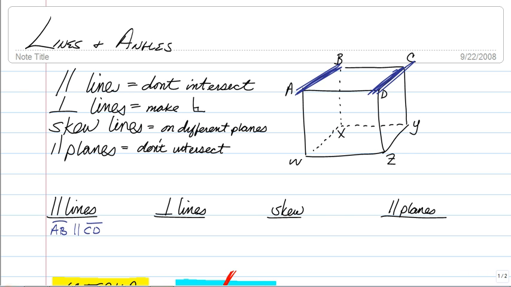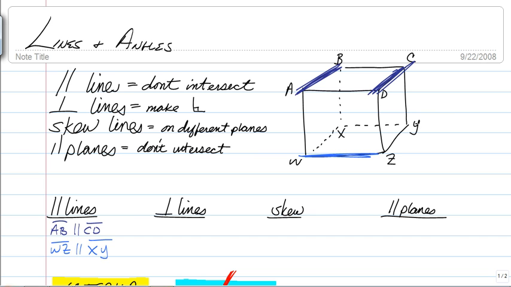And if you came up with anything like AW and DZ, AW and BX, any two vertical lines would work. Any two lines that go left to right would work. So for example, we could have used WZ and XY. So there's all sorts of different ones you could have picked as long as they go from front to back, left to right, or top to bottom, they would have worked. Okay, those would be parallel lines.